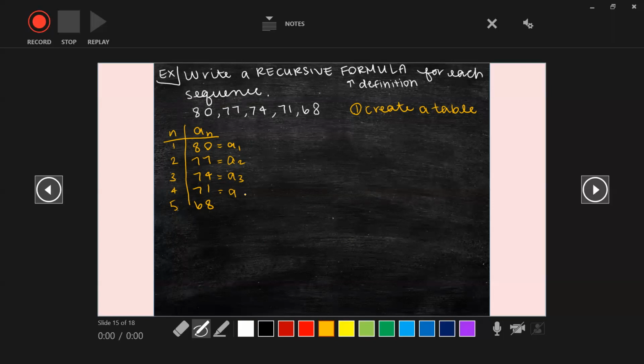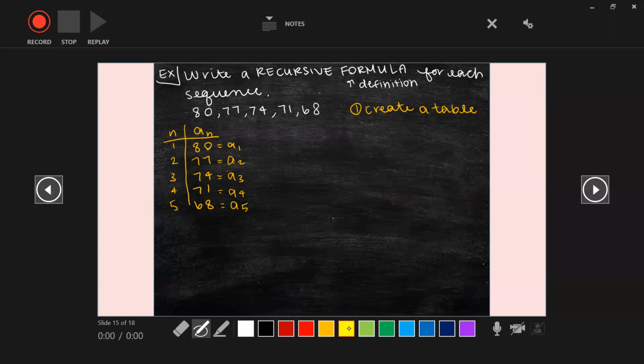Why don't you look up top here? It's another name for 71. So we're calling 80 a sub 1, 77 a sub 2, because it's the first term, second term, third term. So what can we call 71? A sub 4. And lastly, Elijah? A sub 5. So we created our table. Cool. We got our a sub n.